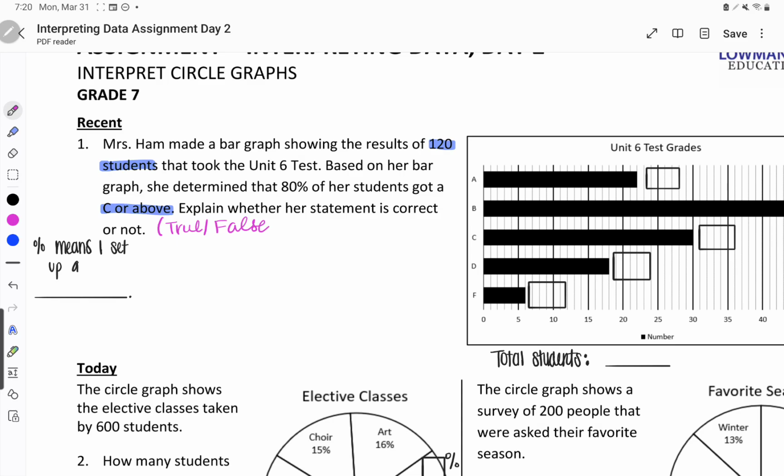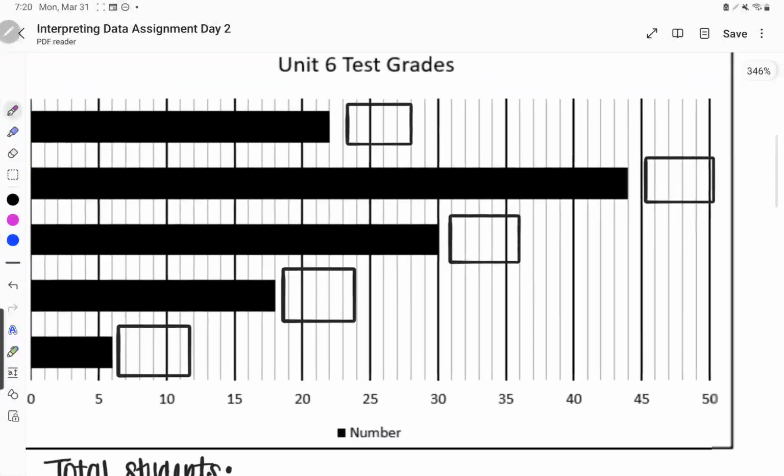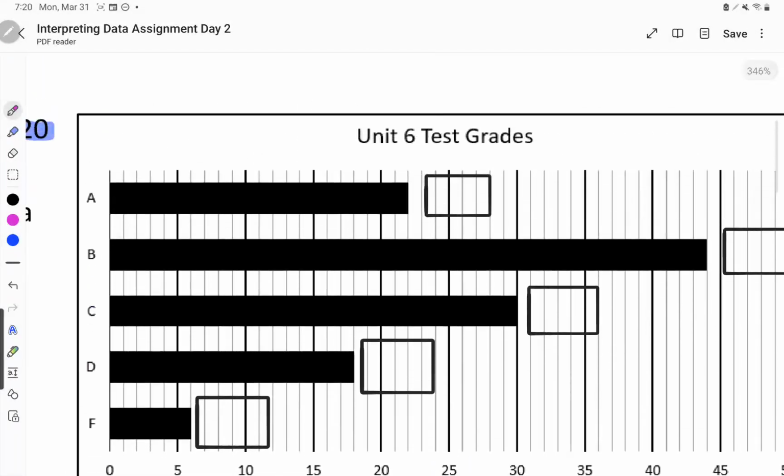Now, since we are working with a true or false statement, that means that I'm not sure if this 80% is correct or not. So I'm going to set up my own proportion to see if it's true or false, okay? So first thing we're going to do is take a look at these and see how many kids got what.